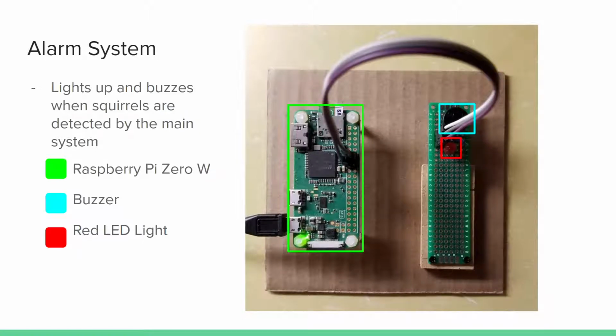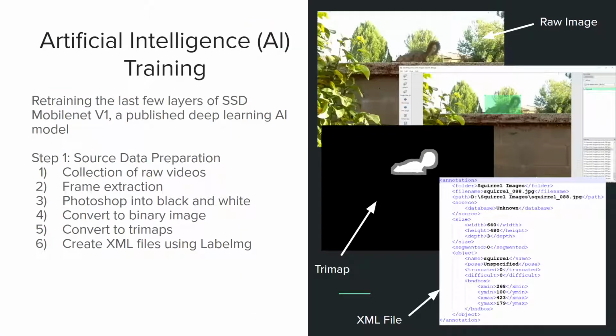This is the alarm system, which consists of a Raspberry Pi Zero W, a buzzer, and an LED providing a visual and auditory cue. So moving on to the artificial intelligence training portion of my project, I retrained the last few layers of a published deep learning model called SSD MobileNet V1.